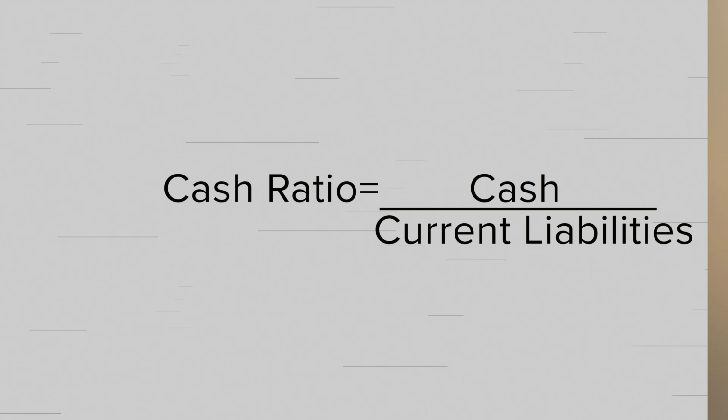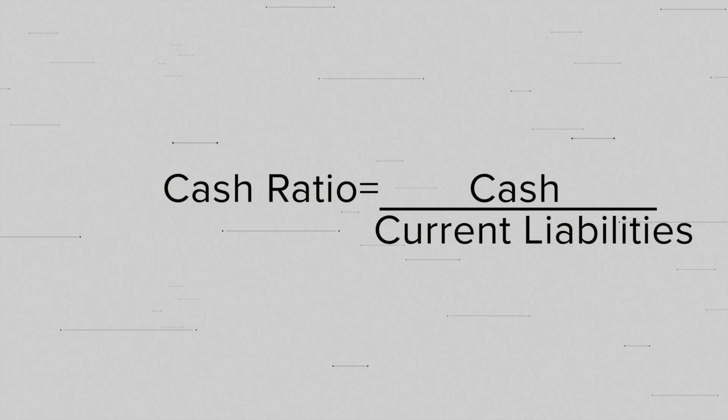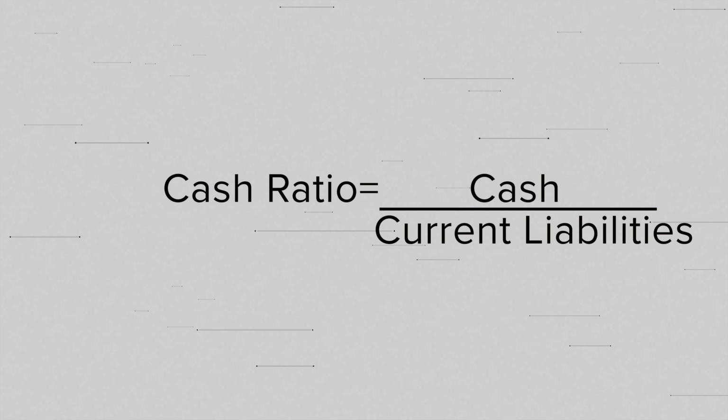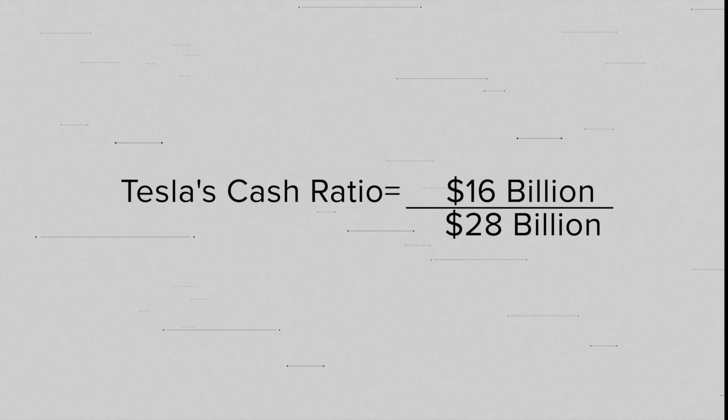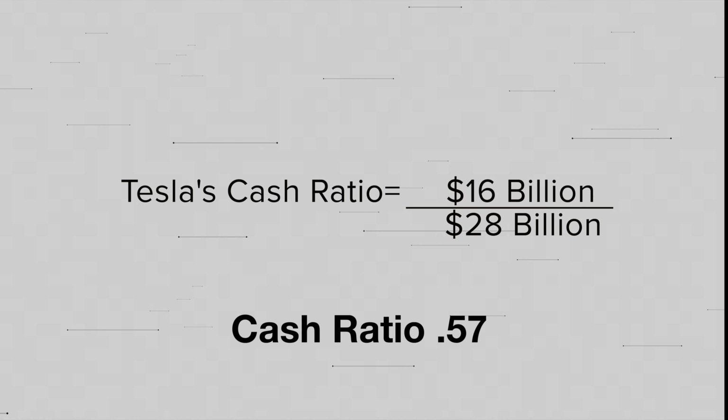Lastly, for liquidity, there is the cash ratio. And this formula is cash divided by current liabilities. This is the extreme test. Only cash counts. If your cash ratio is under 0.2, you might be one unexpected bill away from panic mode. Finance teams watch this one closely, especially in tight credit environments. Tesla, as of their 2024 10K, had $16 billion in cash and equivalents, and current liabilities stayed at $28 billion, giving a cash ratio of 0.57.